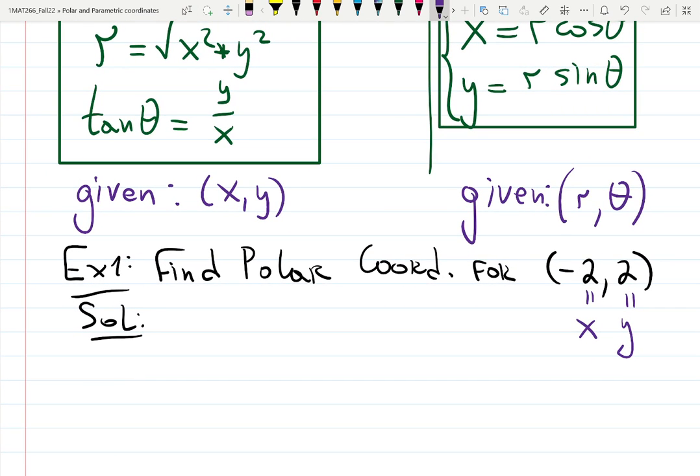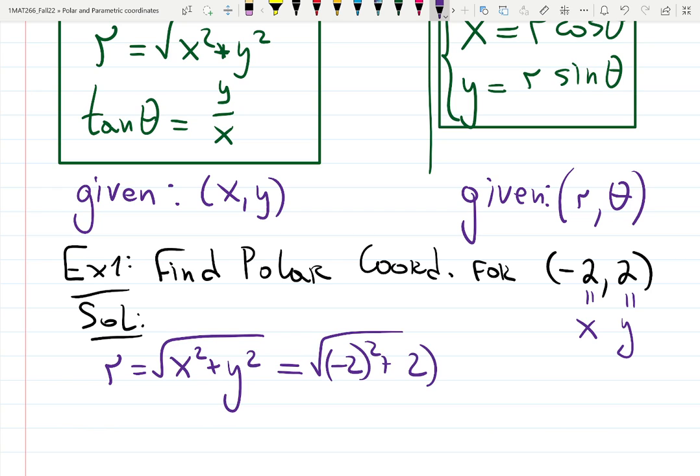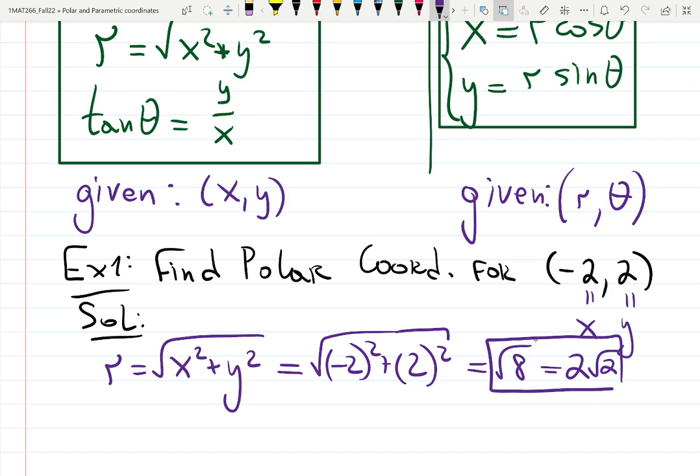Solution. r equals the square root of x squared plus y squared from the Pythagorean theorem, which will be the square root of (-2) squared plus 2 squared. Square root of what? 8. Square root of 8, which is, for you to know, 2 square root of 2. You can ask me after class how I got that. So that is how many miles away this person is from the origin. Square root of 8 miles, which is approximately 2 point something miles away from the origin.